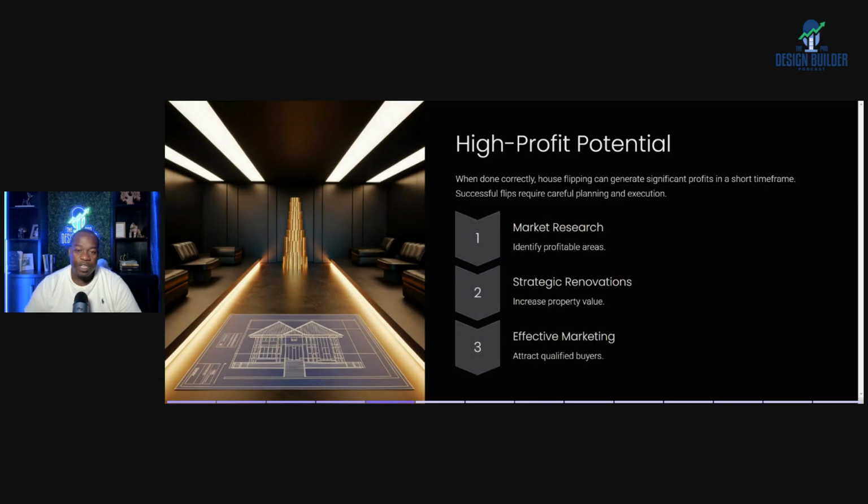High profit potential. All right. When done correctly, house flipping can generate significant profits in a short time frame. Successful flips require careful planning and execution, like we said, a couple of things that we touched on. All right, market research: identify the profitable areas. We typically want to be investing in a highly desired area, but we want to buy the ugliest house in that area. There are several reasons why.